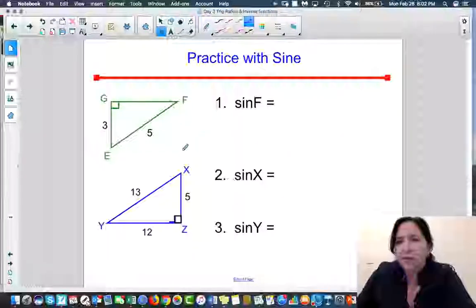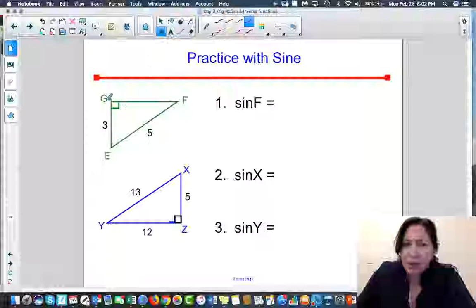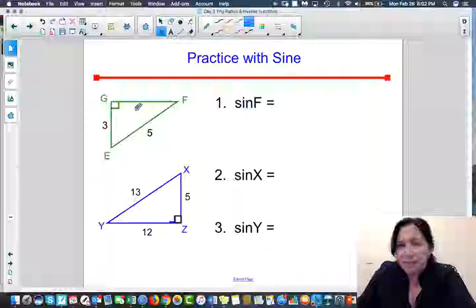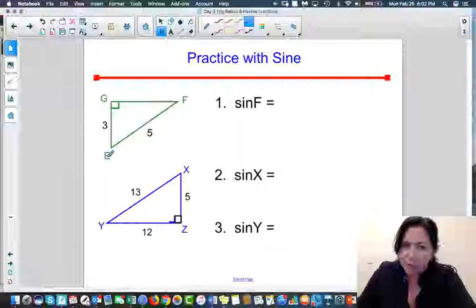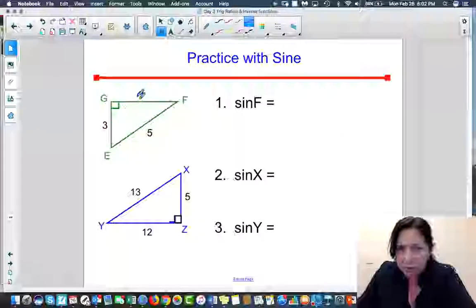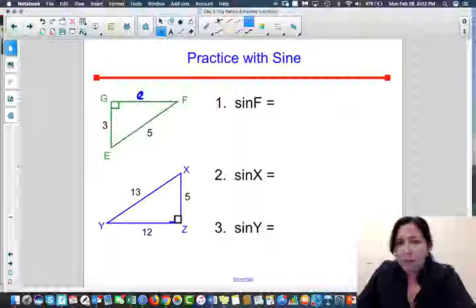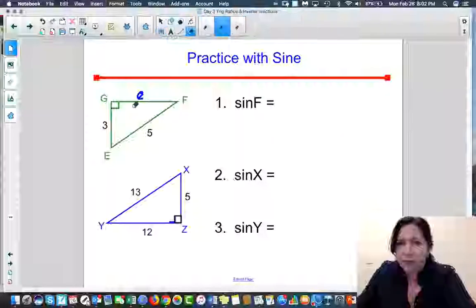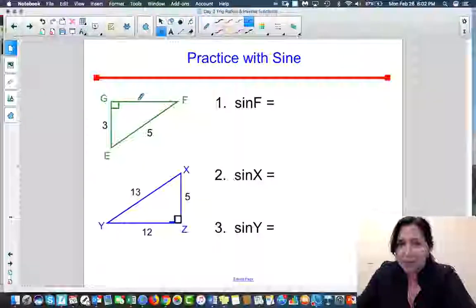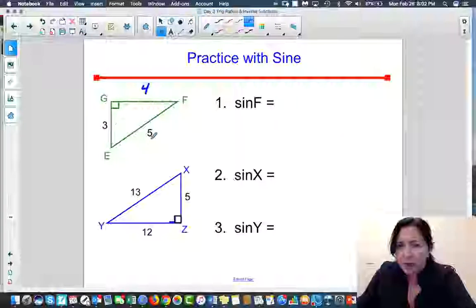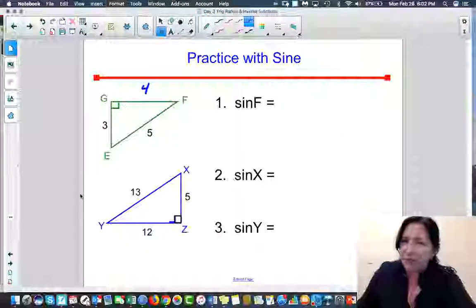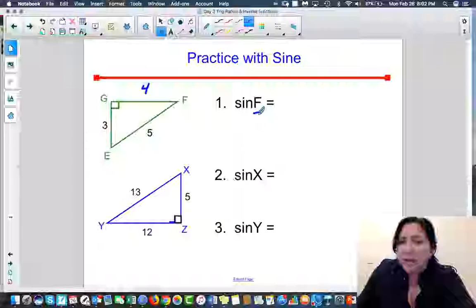So what we're going to do with this is a little bit of practice. Keep in mind that the sides are usually the smaller letters. So this is capital E, this is little e. We want to find little e, let's say. We could use the Pythagorean theorem, or we could just remember that this is a triplet. So this is a 3, 4, 5 right triangle. That's a 5, 12, 13. Anyway, sine of angle F.